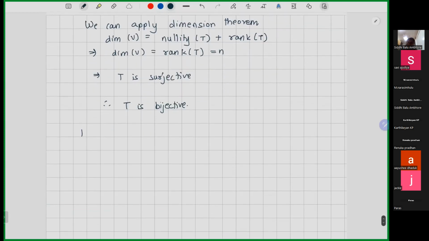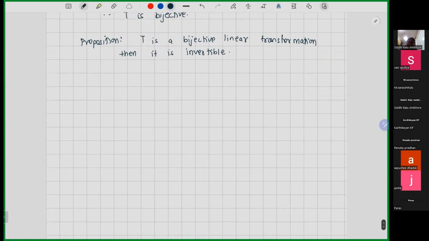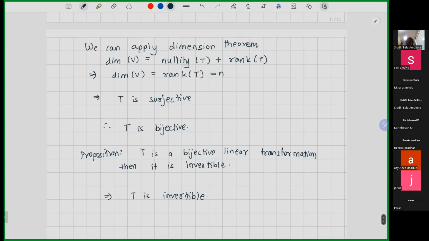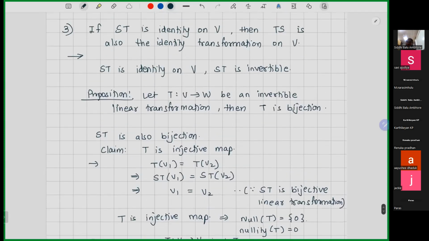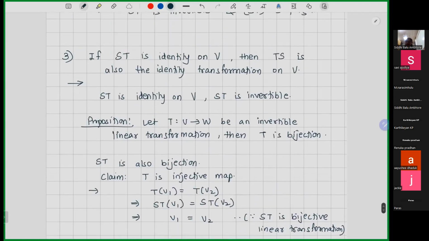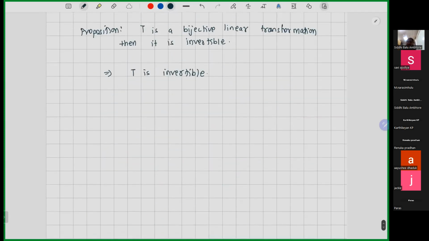And once again a proposition is proved, and it states that if T is a bijective linear transformation, then it is invertible. And this will give me that T is invertible. So this is not very trivial to think of this way. And why only T? Why not S? And so on. But this is how it is. So we now have the information that T is invertible.